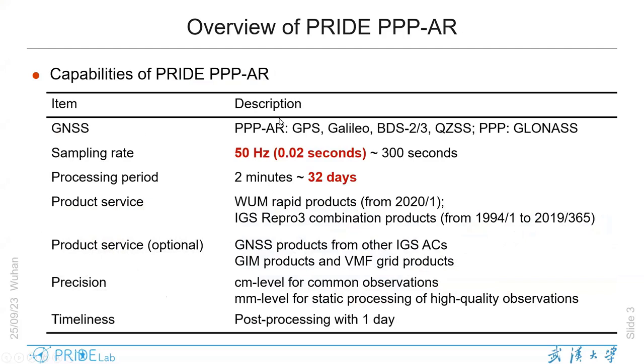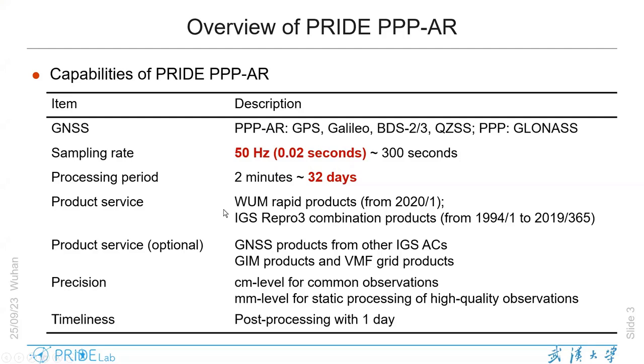Here is a list of the capabilities of our software for you to check out in more detail. For example, we support ambiguity resolution for GPS, Galileo, and BDS satellites, but not for GLONASS because of its frequency division multiple access. And the sampling rate of observations can go up to 50 Hz, which is enough to perform frequency decomposition for most seismic stations for both earthquake and geophysics analysis. We can also process continuous observations from at least 2 minutes to up to 32 days.